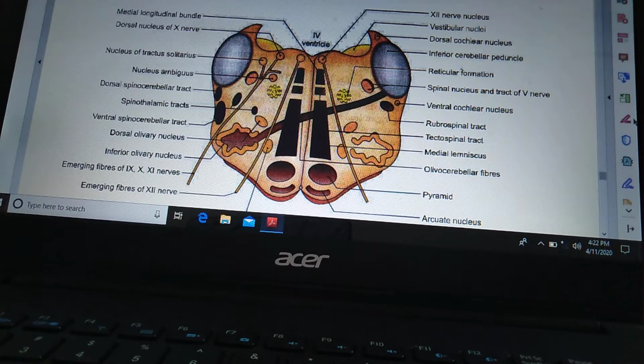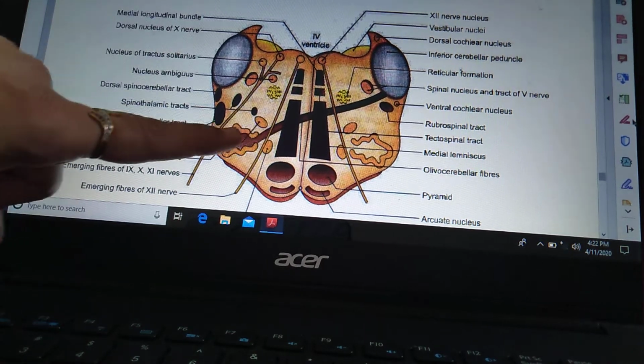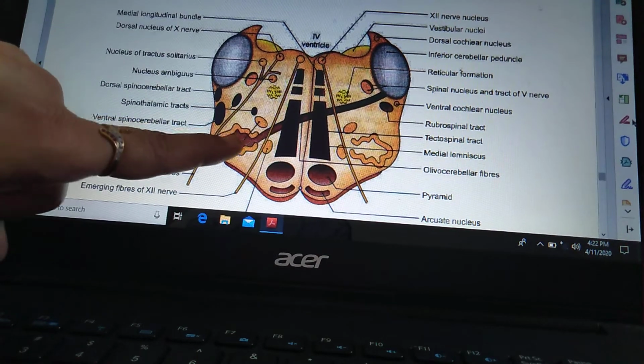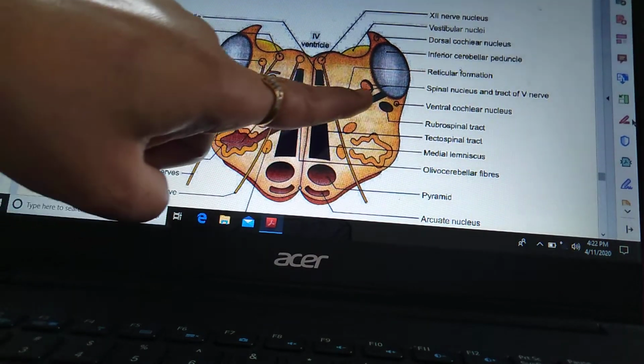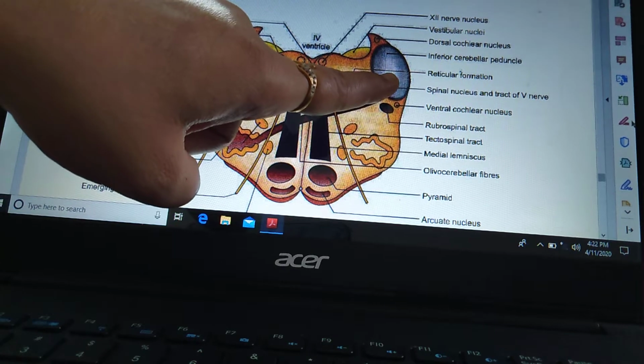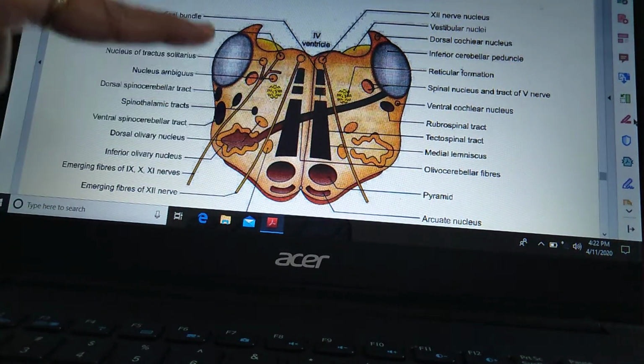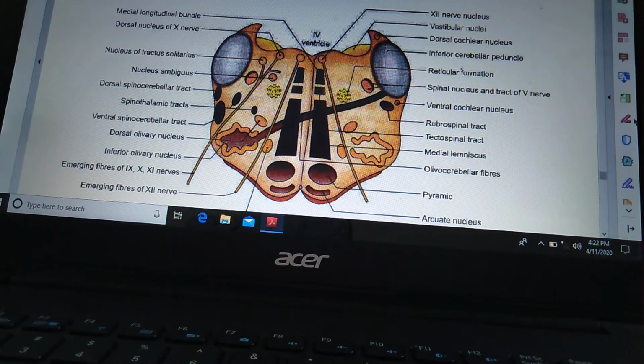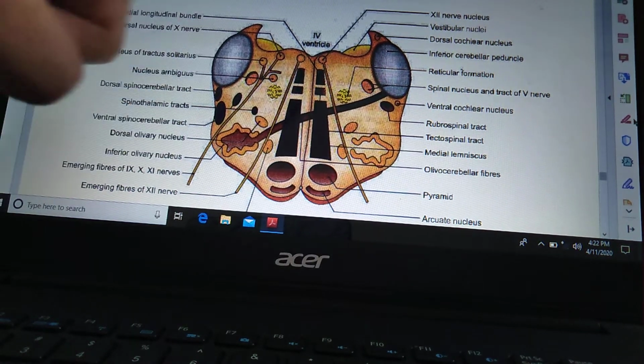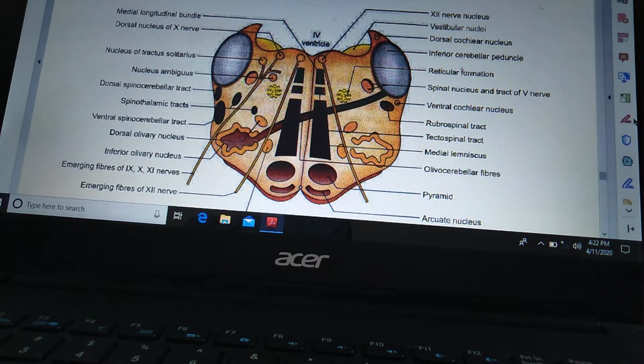The olivocerebellar tract, right? Here you can see from the inferior olivary nucleus, a tract is emerging and going to the opposite side inferior cerebellar peduncle, right? So this tract that you can see here, that is the olivocerebellar tract that is going from the olivary nucleus to the opposite side cerebellum.